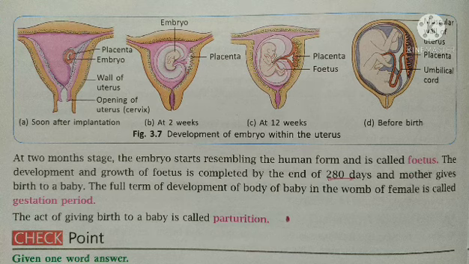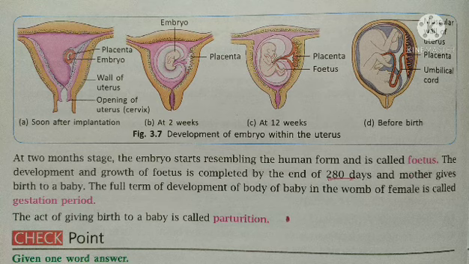At the 2 month stage, the embryo starts resembling a human form. It takes the characteristic human form. Then it is known as a fetus. This fetus develops and grows within a period of 280 days, and the mother gives birth to a baby. The full term development of the baby in the womb of the female is known as the gestation period.